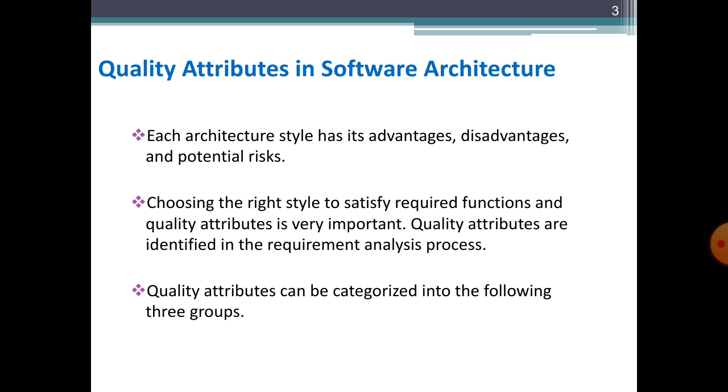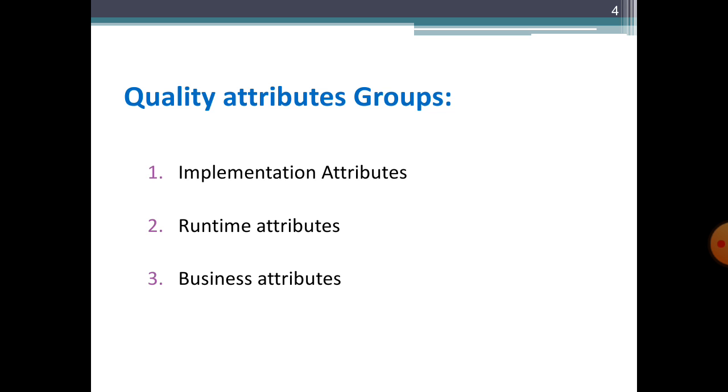So we can say that in these implementation attributes we consider quality attributes that describe the development of the system, such as modifiability and testability. We consider those quality attributes which are not observable at runtime. This implementation category involves only those attributes which describe the development of the system. And the next one is the runtime attributes.